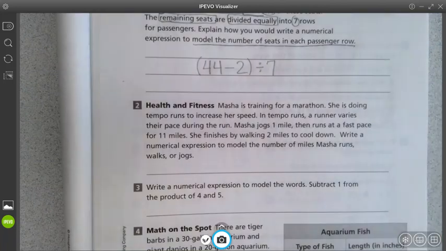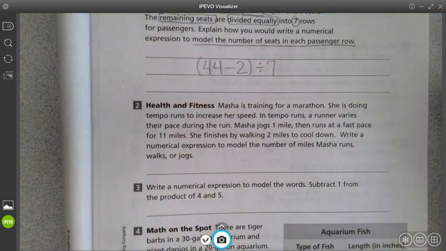It says, Masha is training for a marathon. She is doing tempo runs to increase her speed. In tempo runs, a runner varies their pace during the run. Masha jogs 1 mile, then runs at a fast pace for 11 miles. She finishes by walking 2 miles to cool down. Write a numerical expression to model the number of miles Masha runs, walks, or jogs.